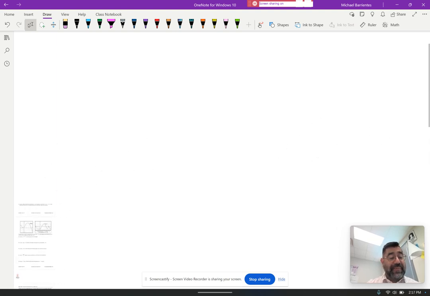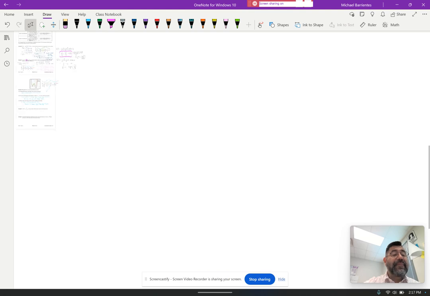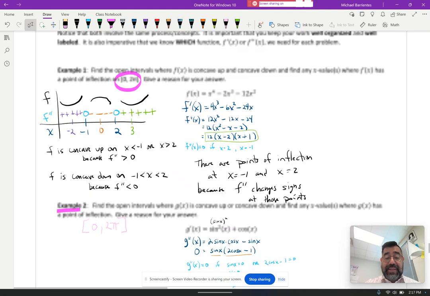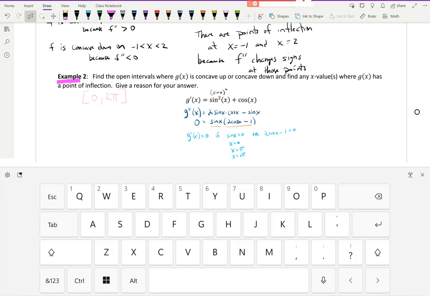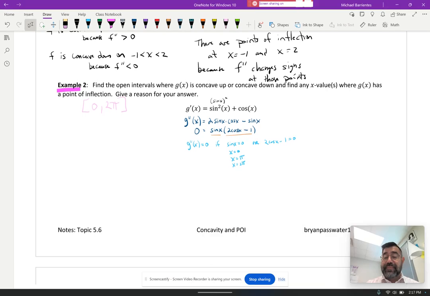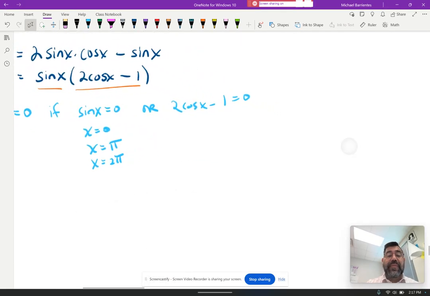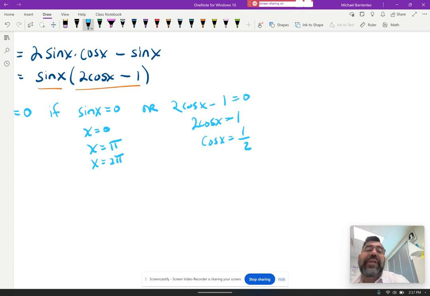Let's solve for x. Well, you would add 1 over, divide by 2. So now I'm asking you the cosine of what angle equals 1/2. The cosine of what angle equals 1/2.